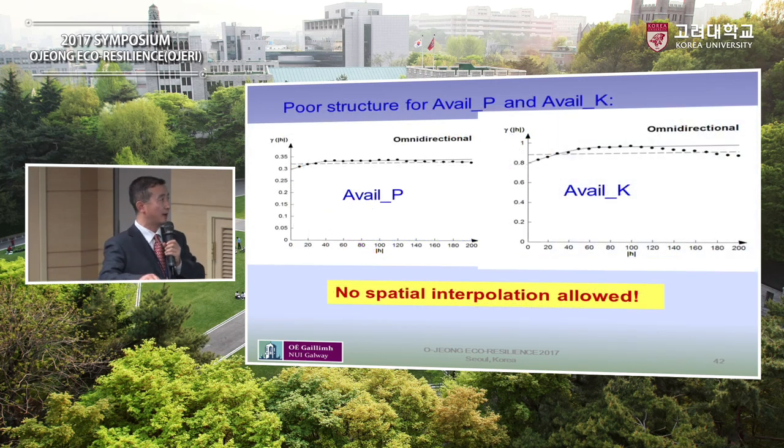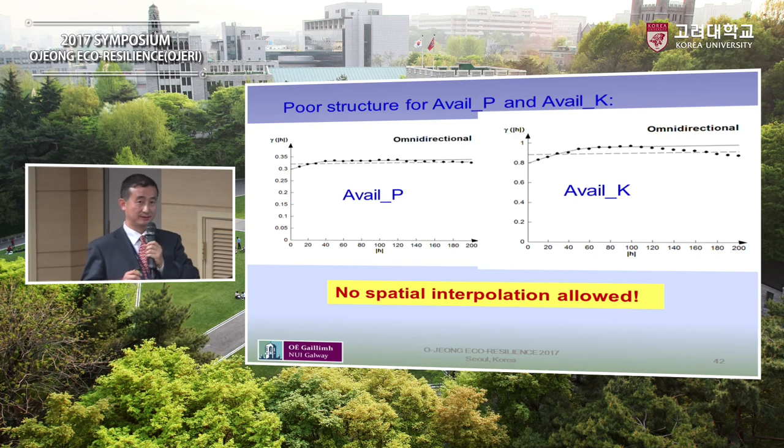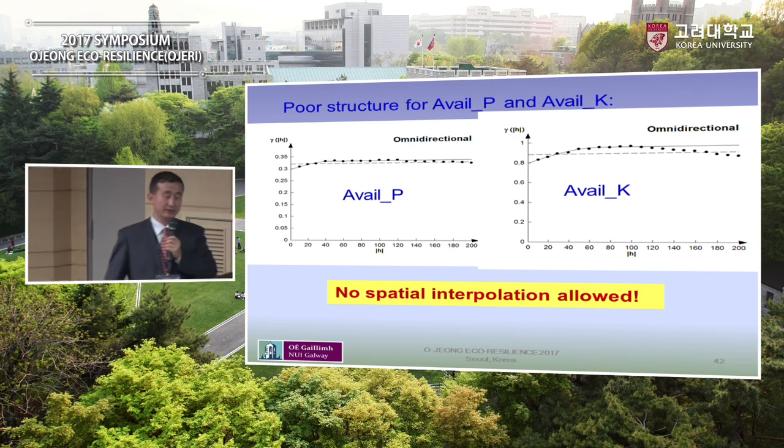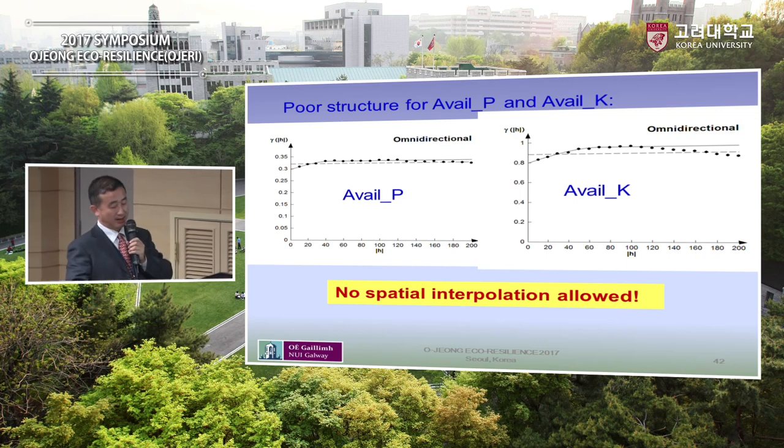For example, this one, available P. If it shows in this way, with the increase of the distance between points, it does not show the expected pattern, then that's a huge problem. What problem is that? Spatial interpolation is not allowed. I'm going to talk a little bit more about that, but this is quite often ignored, so I want to highlight this issue here.